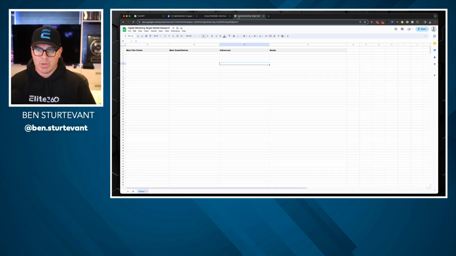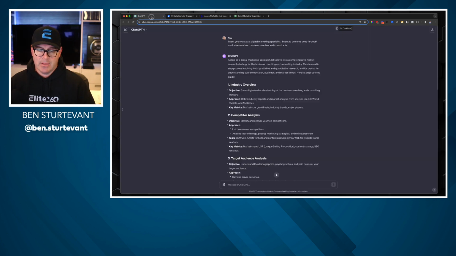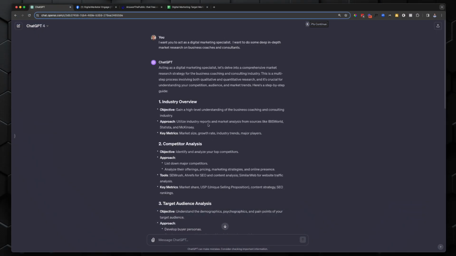And then what I would recommend is you start some sort of sheet, and you don't need to request this. It's very easy. Create a Google Sheet: main pain points, main goals and desires, influencers, and books. This is going to come in handy as we go back to our ChatGPT results and start looking at some of these things in more detail.